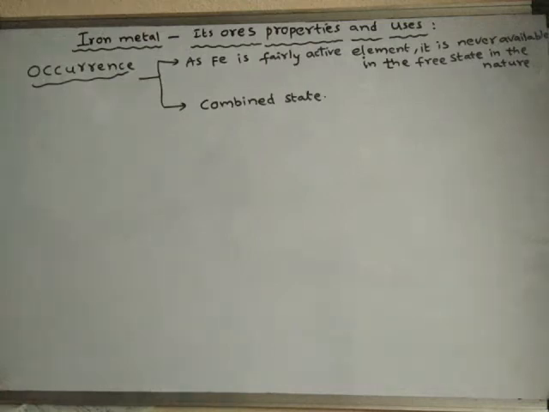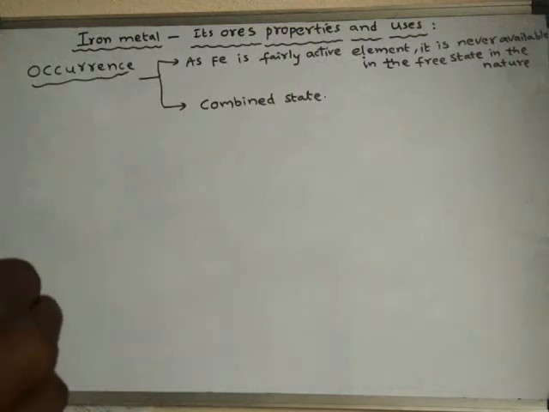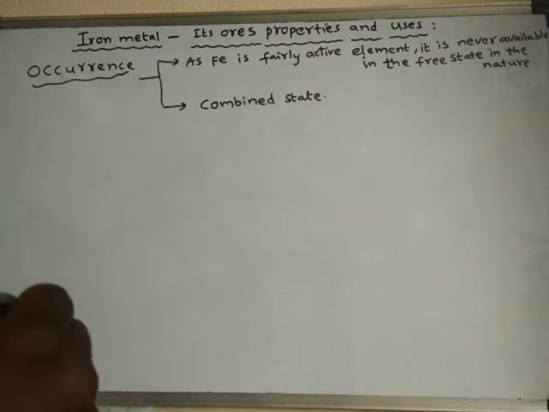We were learning the metallurgy lesson. In that we have studied the metallurgy of aluminium and metallurgy of zinc also. Now in this video we will learn about the iron metal, its ores, its properties and also uses of the iron.